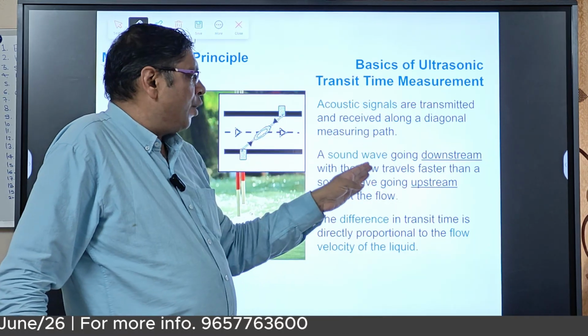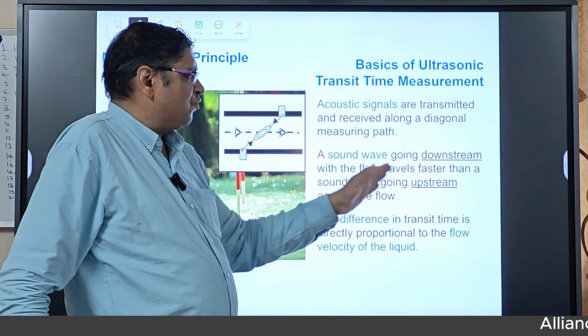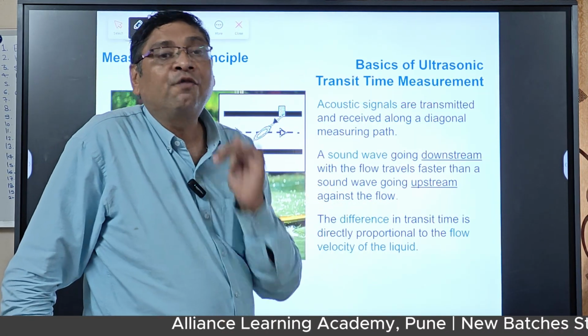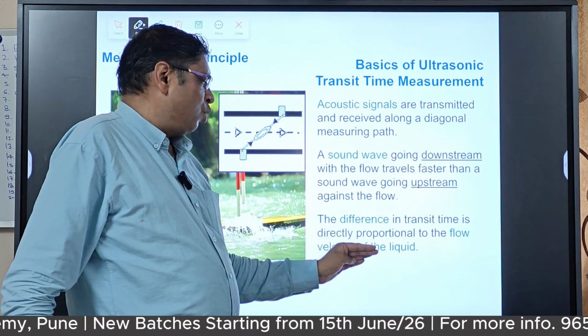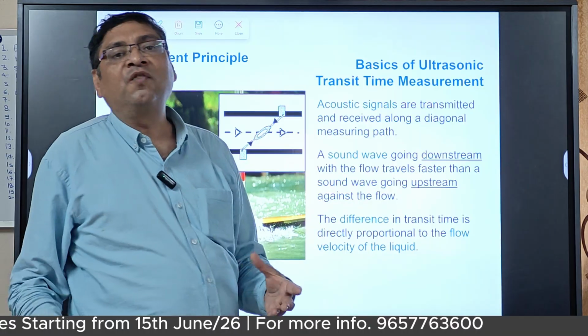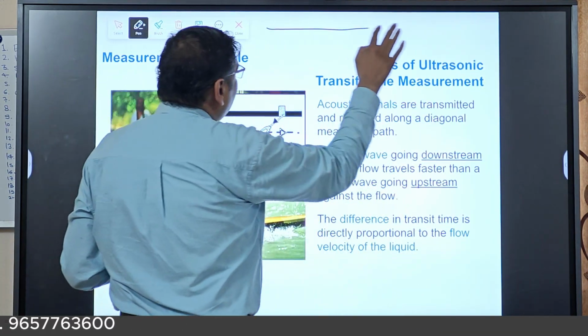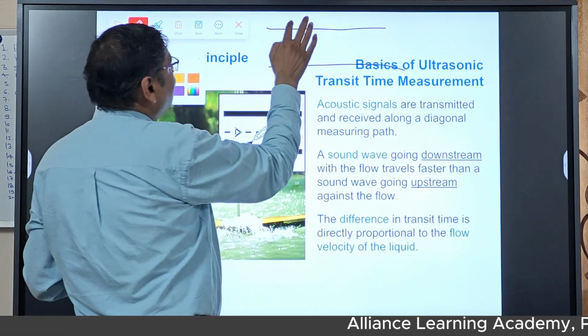A sound wave going downstream with the flow travels faster than a sound wave going upstream against the flow. The difference in the transit time is directly proportional to the flow velocity of the liquid. Now you understand this way. This is the pipe, and now we have two sensors.